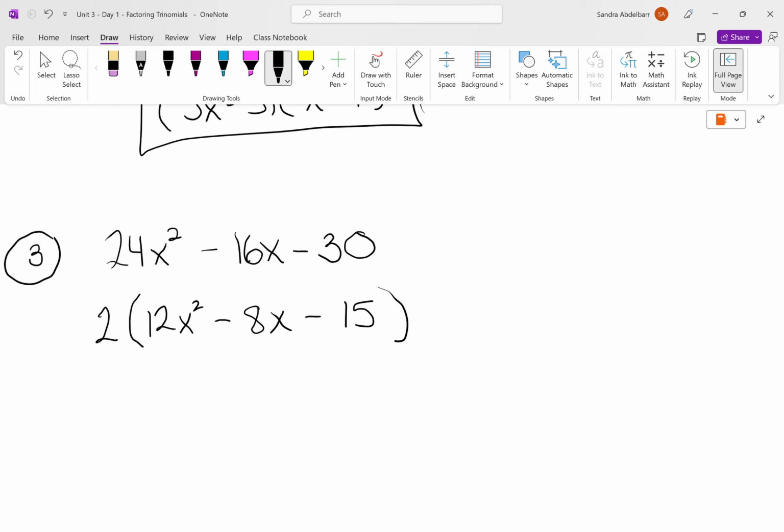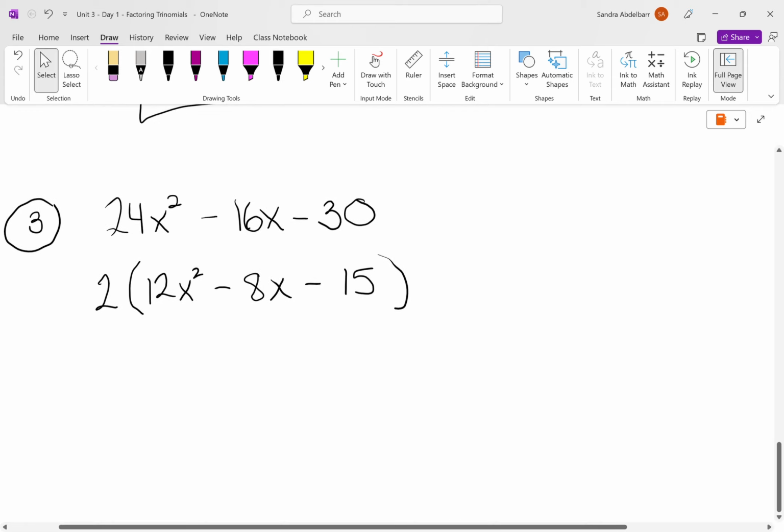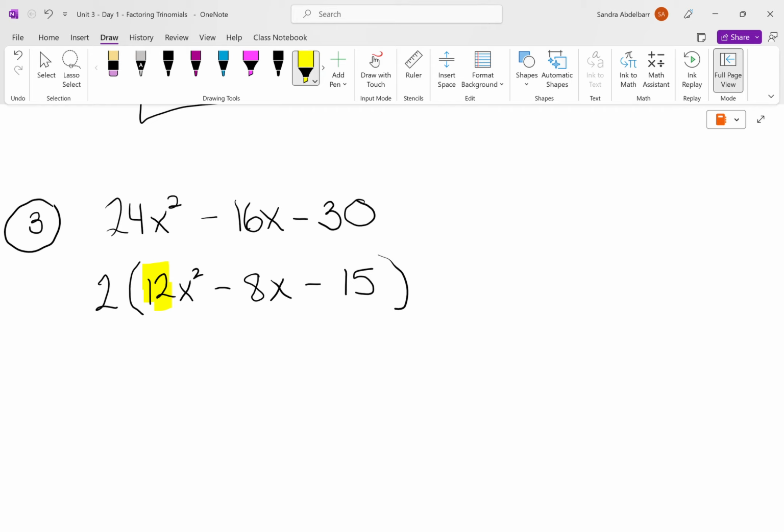Are we still factoring with a leading coefficient? Yes, we are still factoring with a leading coefficient. And it's not as nice. Why is this not as nice? There are many factors of 12, right? We have 1 and 12. We have 2 and 6. We have 3 and 4. Many factors of 12. Where do you guys want to start?